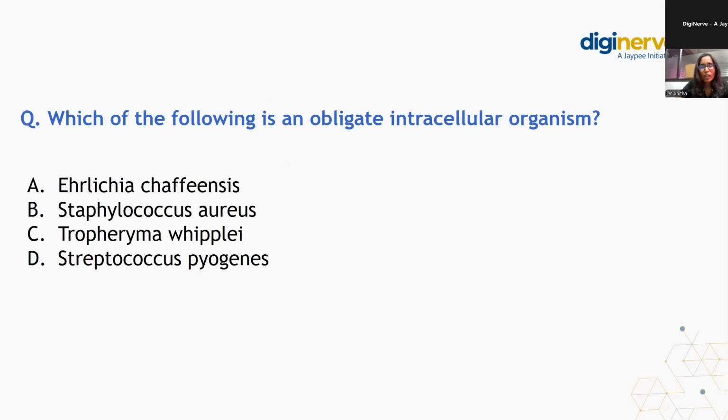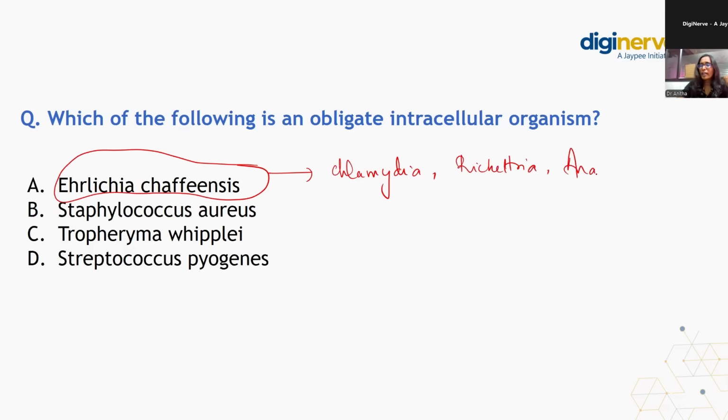Next question, which of the following is an obligate intracellular organism? Again, this is a very straightforward question. So the options given here are Ehrlichia chaffeensis, Staphylococcus aureus, Tropheryma, and Streptococcus pyogenes. The obligate intracellular organism is Ehrlichia. Others can also be present as intracellular organisms, but they are not obligate. They are not present always inside. Other than Ehrlichia, other organisms are Chlamydia, Rickettsia, Anaplasma. These are other organisms which are obligate intracellular organisms. So the answer would be Ehrlichia.